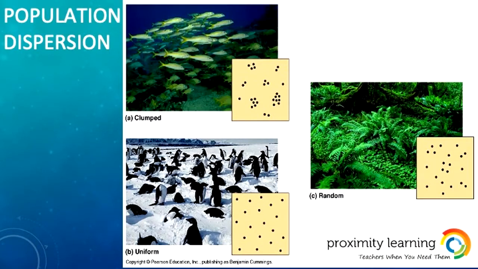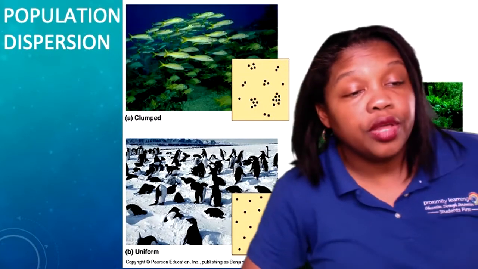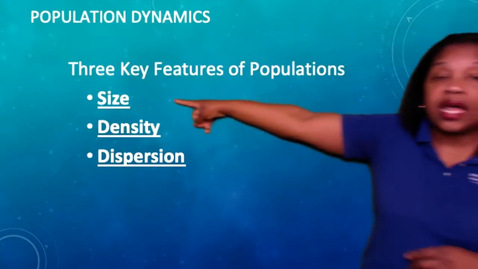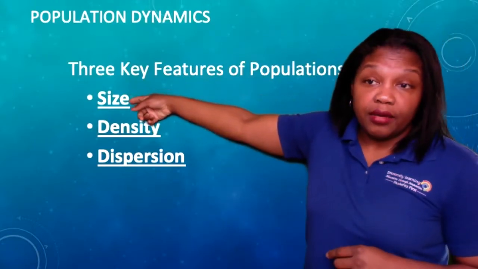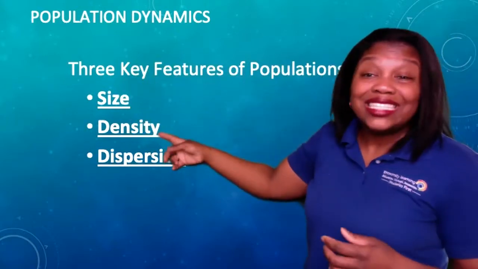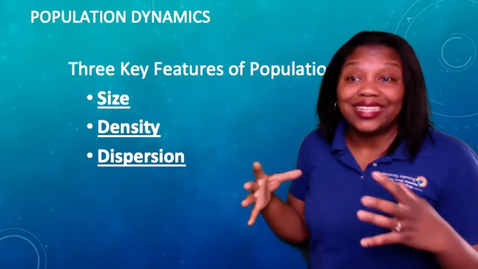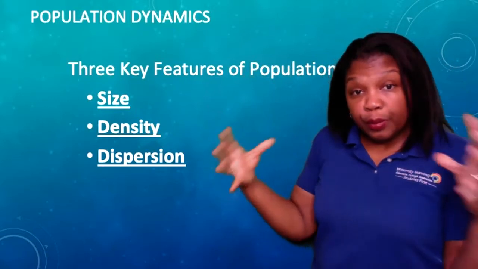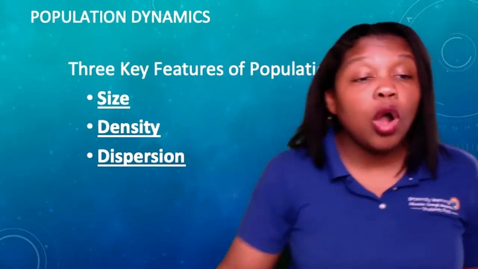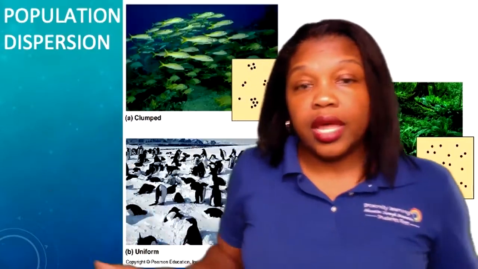Now, dispersion is the next thing. If you remember the list that we went over here, we talked about size, the number of people in a given area, like how many people are there. Density, how dense is it? How compact is that size of population? The number of people in that area. Let's talk about dispersion. How are they located?